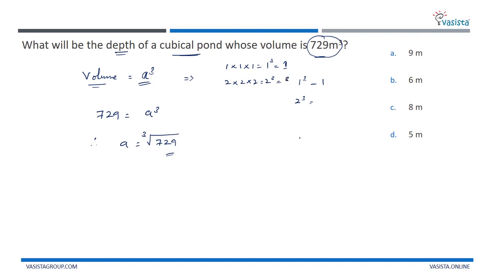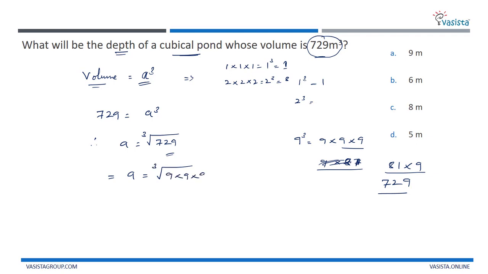Similarly, if you find 9 cube, which is nothing but 9 into 9 into 9, 9 nines are 81, that into 9, 9 ones are 9, 9 eights are 72. So that's what the answer here is. A is equal to cube root of 9 into 9 into 9, which is nothing but A is equal to 9. The answer is 9 meter.